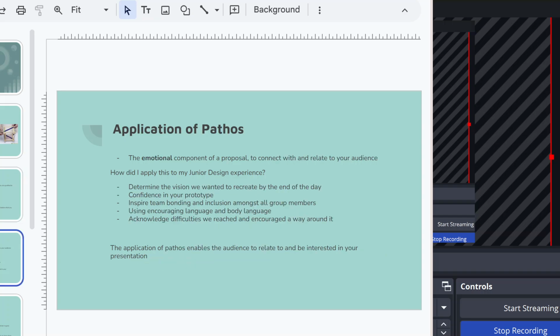Pathos is the emotional component of a proposal, so to connect and relate to your audience. So as a group, we did this by determining the vision we wanted to recreate by the end of the day. We had confidence in our prototype when we presented. We inspired team bonding and inclusion. We used encouraging language and body language, as well as acknowledged difficulties that we had reached and encouraged each other to find a way around it. So this enables the audience to relate to you as well as be interested in your presentation.